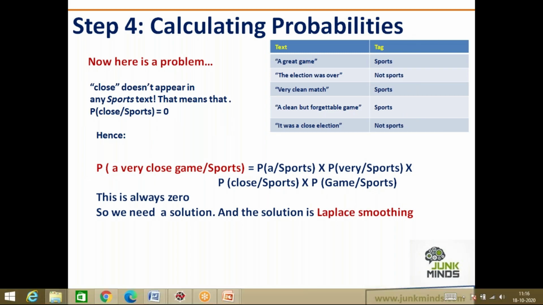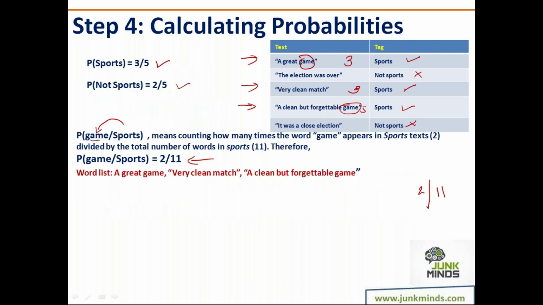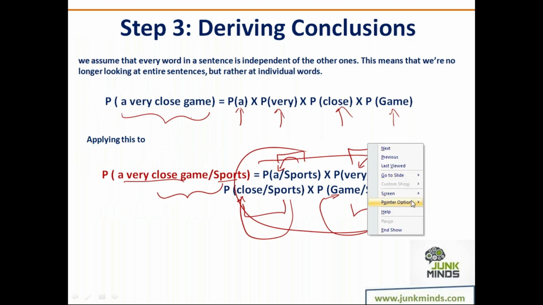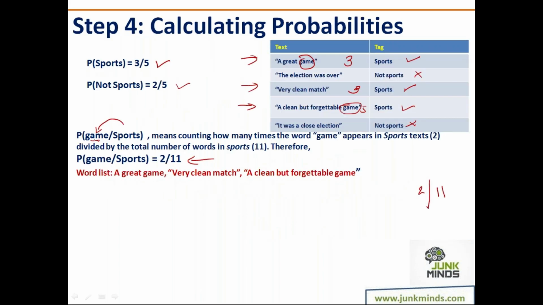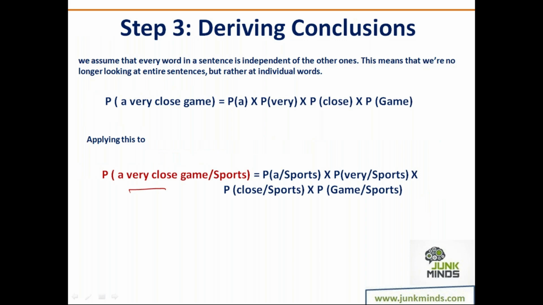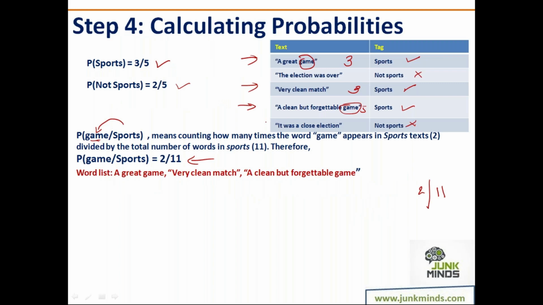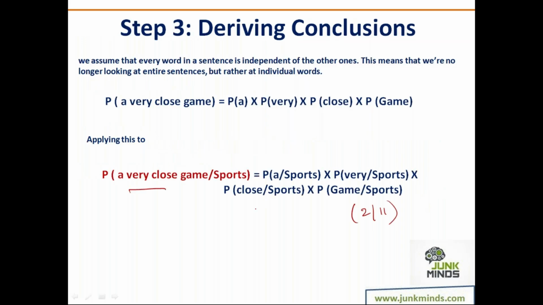So now, guys, understand this. This is a very important point. Please understand this. Just now I calculated that the probability of this word game appearing when we talk about sports is 2 on 11. So let me just try and put this here. I'm trying to get this. This is my requirement. So game and sports, say suppose it's 2 out of 11. Say close and sports. Let me try and understand. Out of 11 words, how many times have we used the word close? No, no, no. The word close is not appearing.